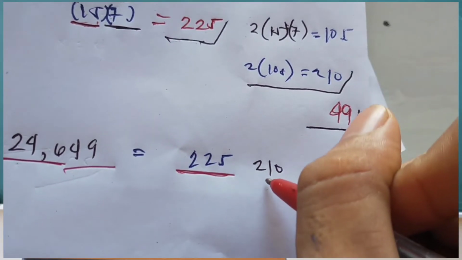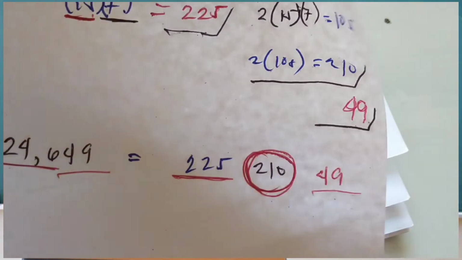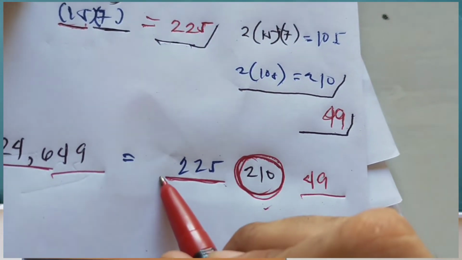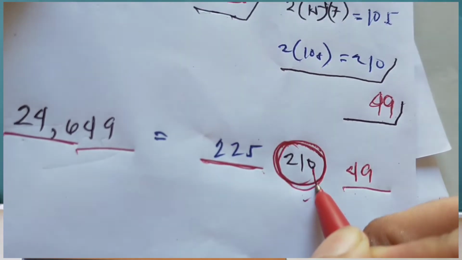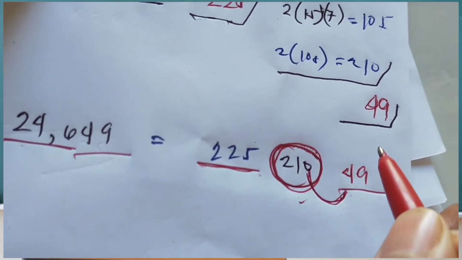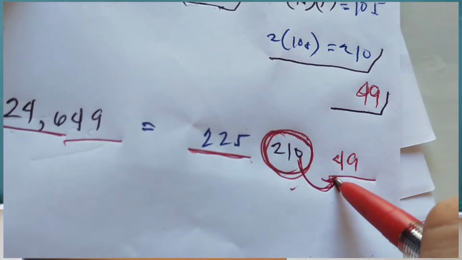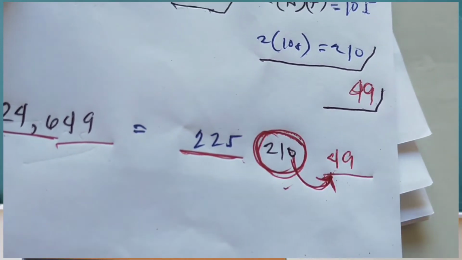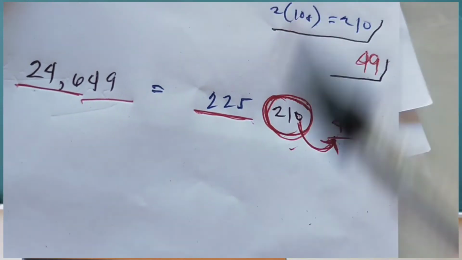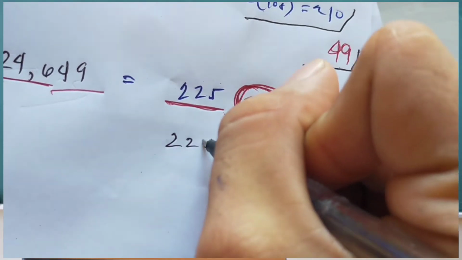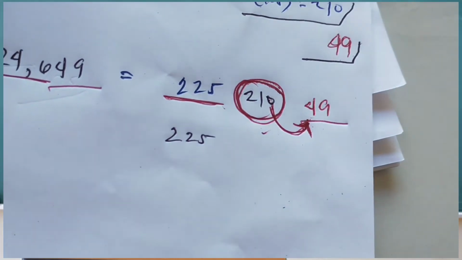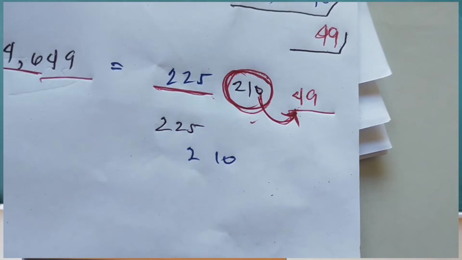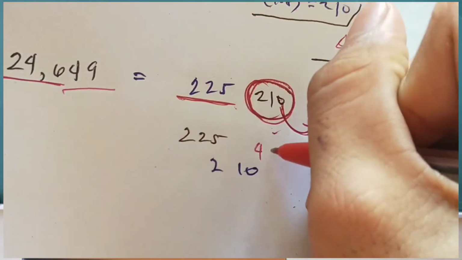So this middle number will be added to x squared and placed under the first digits of this number. Okay? The rule here is you have to put this last digit under the first digit of the number. So if we are going to combine that, that will be 225, and then 210, and then 49. Okay?